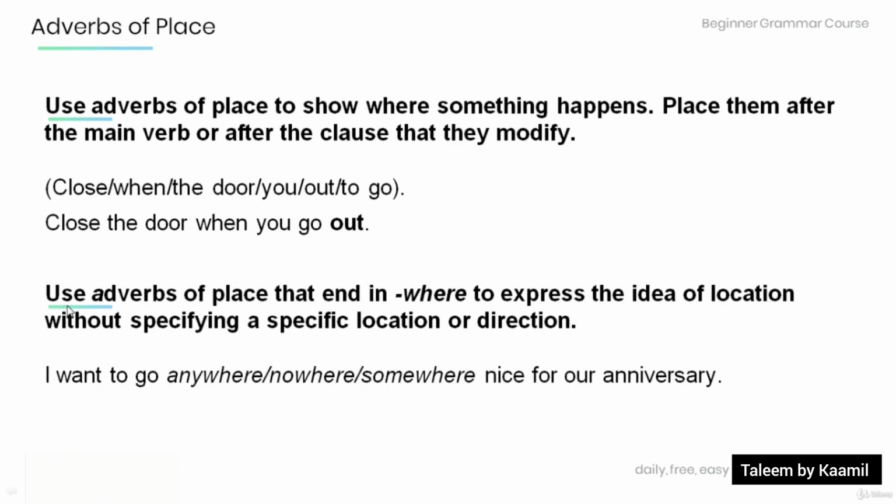Also remember that we use adverbs of place that end in where to express the idea of location without specifying a specific location or direction. Read the following sentence and underline the appropriate adverb of place. I want to go anywhere, nowhere, somewhere, nice for our anniversary. I want to go somewhere nice for our anniversary.